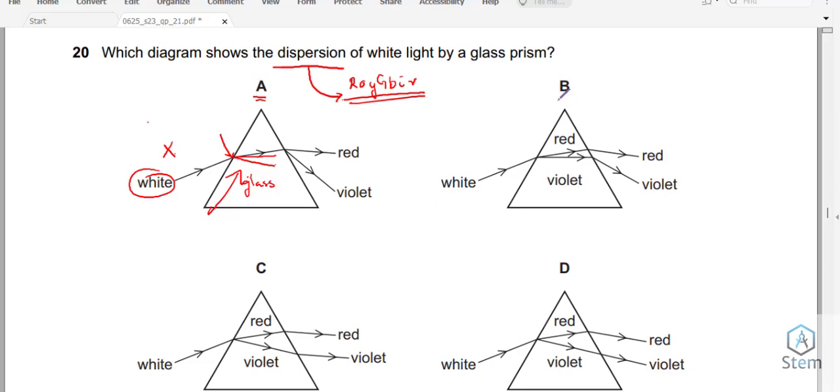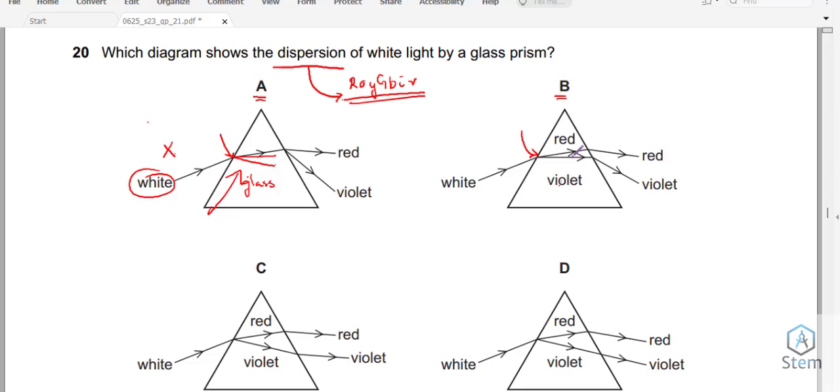Okay, we look at B. B is showing the separation of light at this boundary. We are at the boundary, and we can see the red light is bending towards the normal, the violet light is bending towards the normal. So both wavelengths are doing the same thing, which is a good thing.